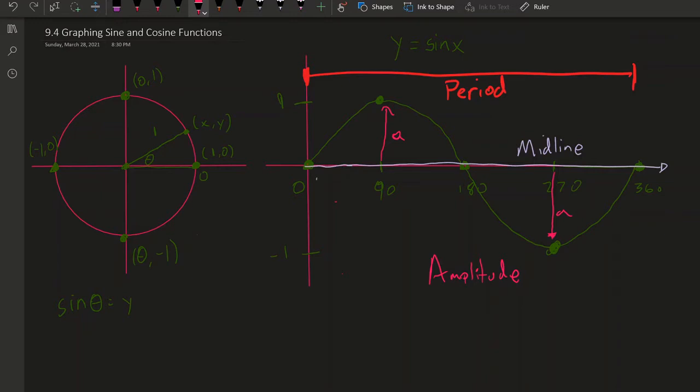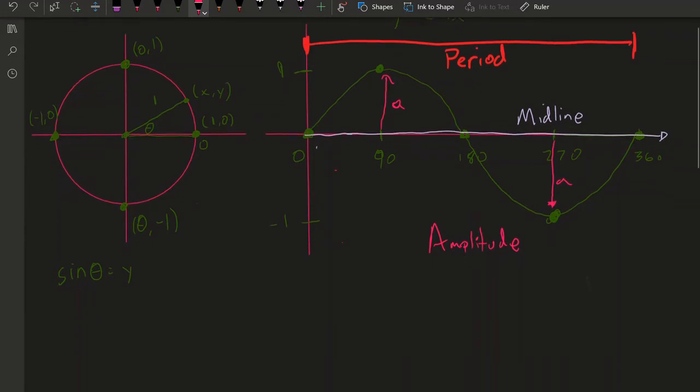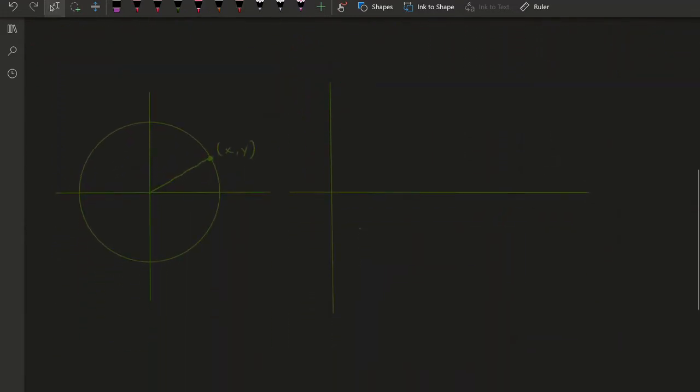Okay, so now that we've done that, let's go ahead and do the same thing for cosine. Y equals cosine x. Now this is very similar. I have theta right there, except in this case, I'm going to be talking about the x values instead of the y values. So starting right here, this is the point 1, 0, and then 0, 1, and then negative 1, 0, and then 0, negative 1. Looking at this, for cosine, we look at the x value instead of the y value.